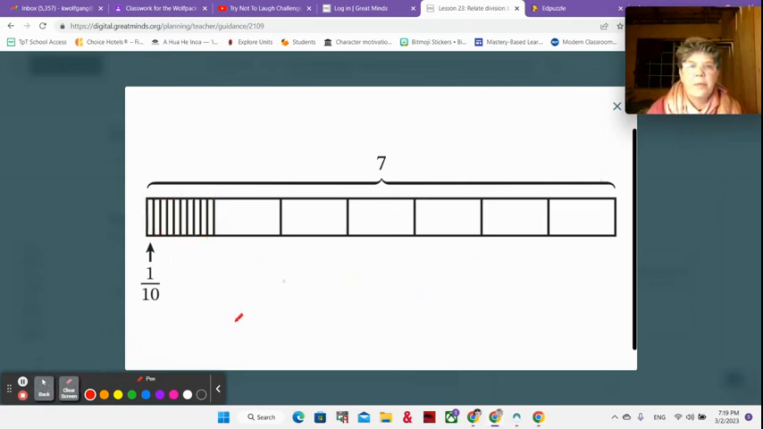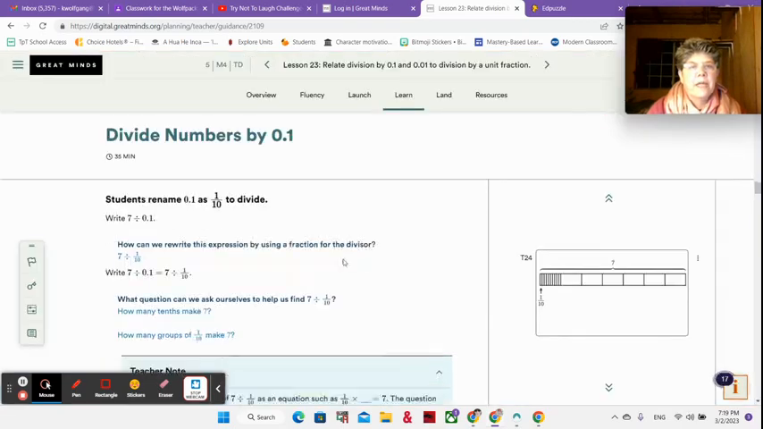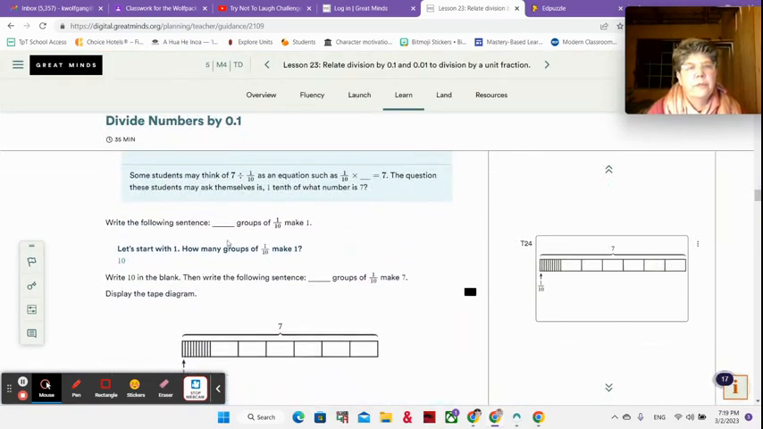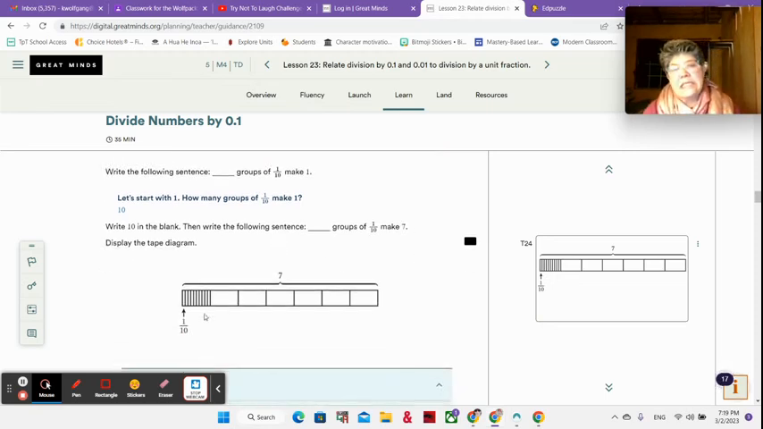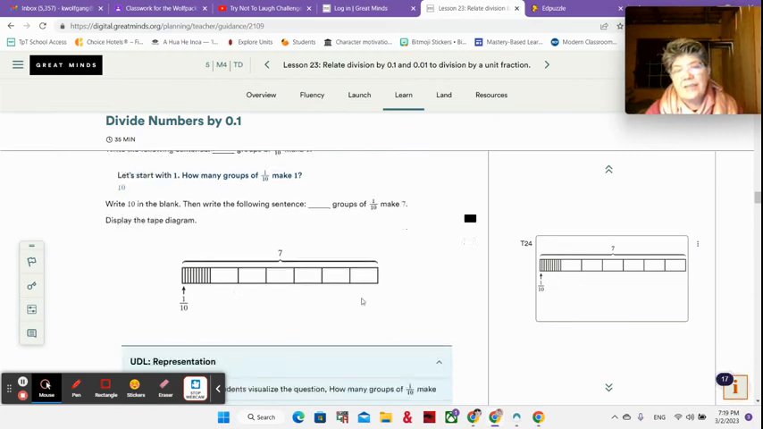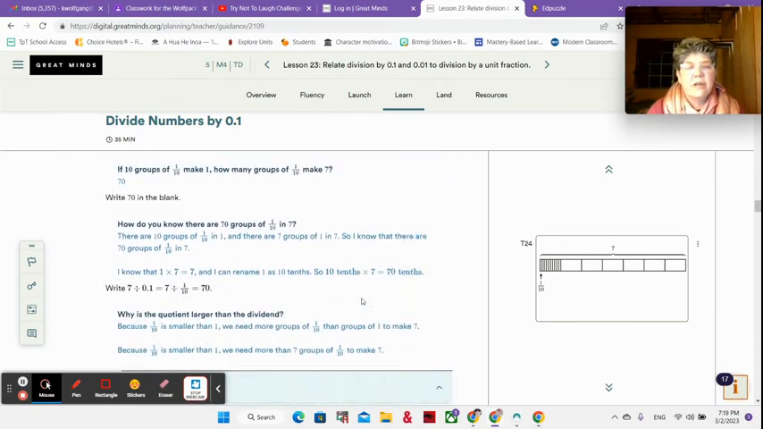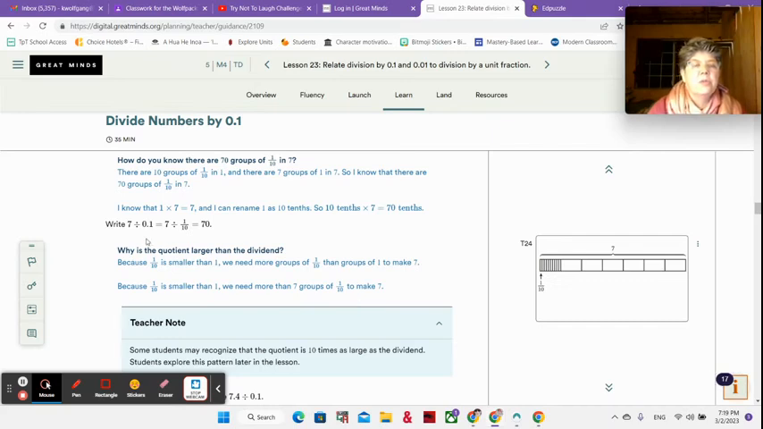All right, let's go back to our page. And how many groups of 1/10 make 1? We talked about that over here, right? There was 10. 10 groups of 1/10 make 1. So how many are in 7? There are 70. Okay, good. So 7 divided by 1/10, it can be fraction or decimal, is 70.